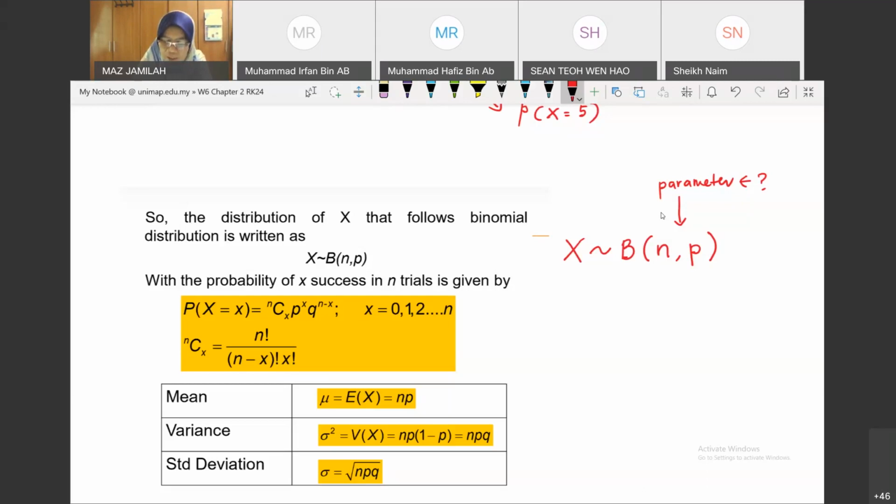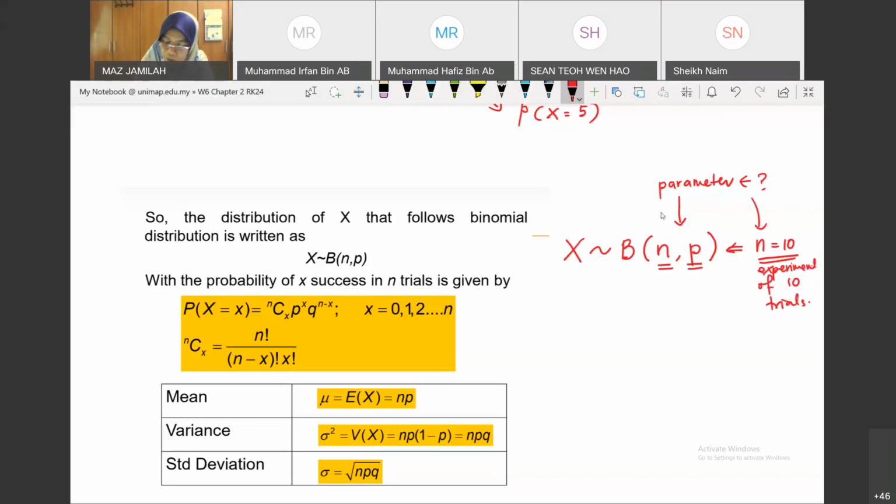So that's why in this experiment, if you say you have 10 trials, that 10 trials is considered as your population. That's why we use the notation n, which refers to the parameter. This experiment of 10 trials is considered as your population. So this n is what we call the parameter of your experiment.